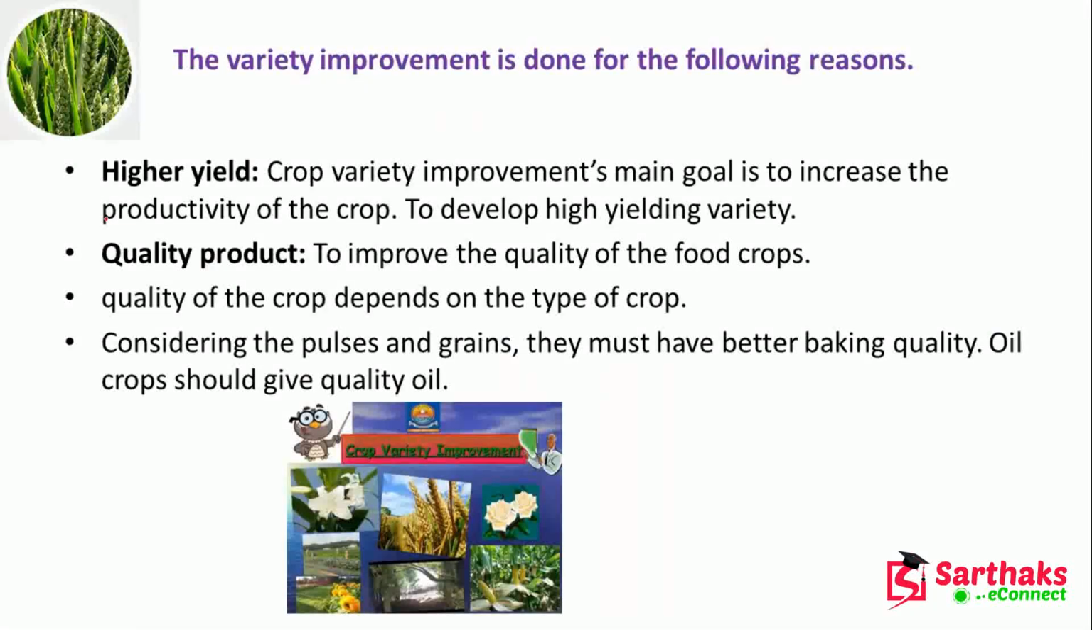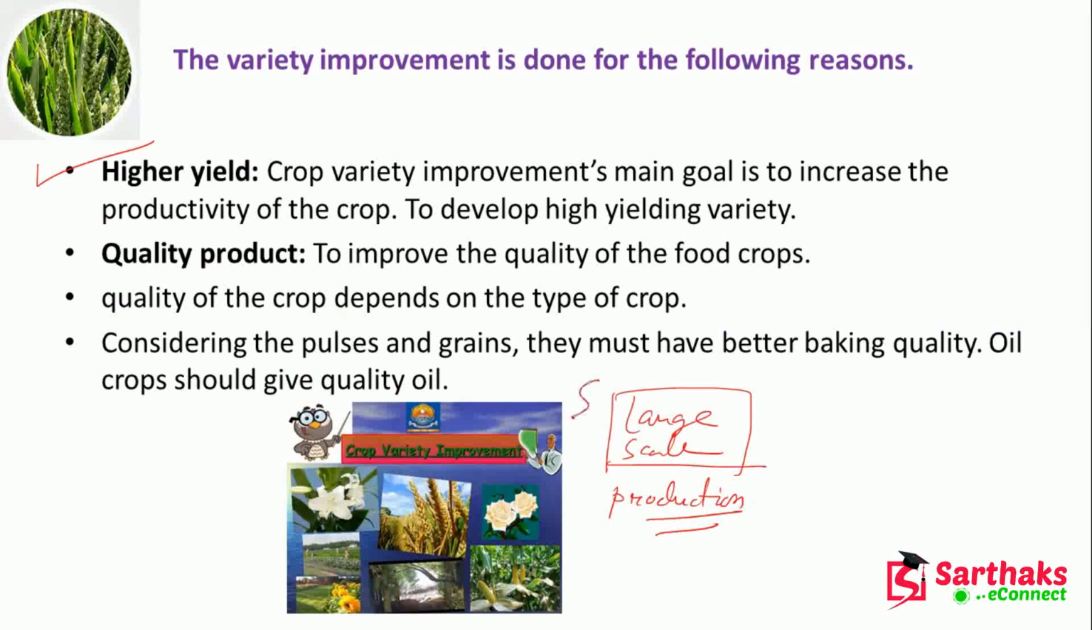Now the variety improvement is done for the following reasons. First thing is the higher yield. Crop variety improvement, the main goal is that if you have one land here, you require large scale production. How many plants you have, I don't know, but the crops or the rice, if it is paddy plant, if it is wheat plant, at that time you require large scale of this production.